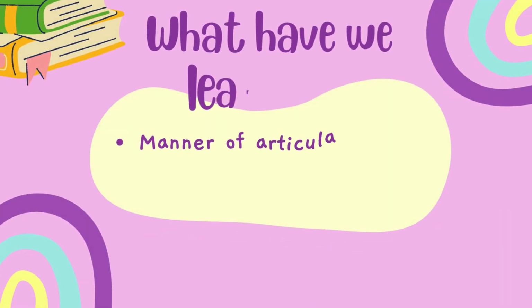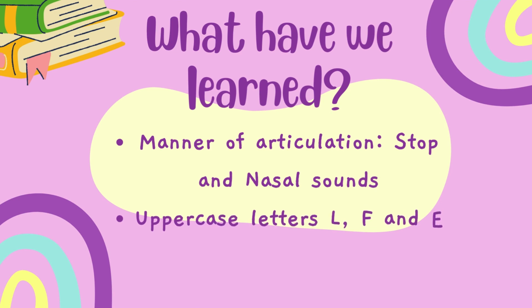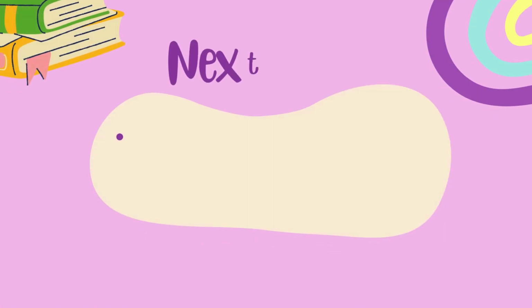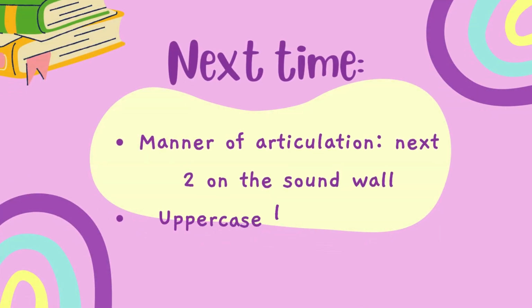What have we learned today? We have learned about the manner of articulation for stop and nasal sounds, and we have looked at how to form the uppercase letters L, F, and E. In our next lesson, we're going to have a look at some more manners of articulation, the next 2 on the sound wall. We will also look at 3 more uppercase letters. I wonder what they could be. Tune in next time to find out.